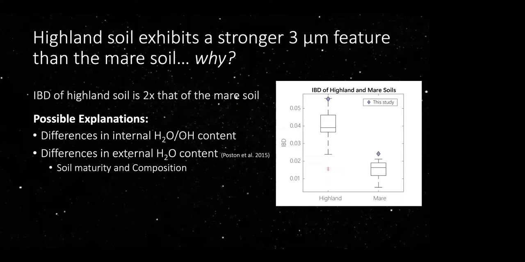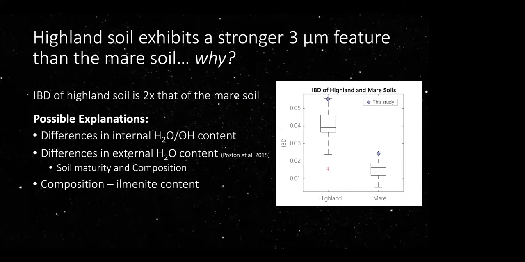And for the two samples that I had looked at, the Apollo samples have very similar maturity. So it's not likely a maturity difference, at least in my case, that is accounting for the differences in the strength and shape of the 3 micron feature. But there is something potentially interesting when thinking about composition. The composition of the highland and Mare soils is notably quite different, especially in the amount of opaques that are present. The ilmenite content is much higher in the Mare samples.